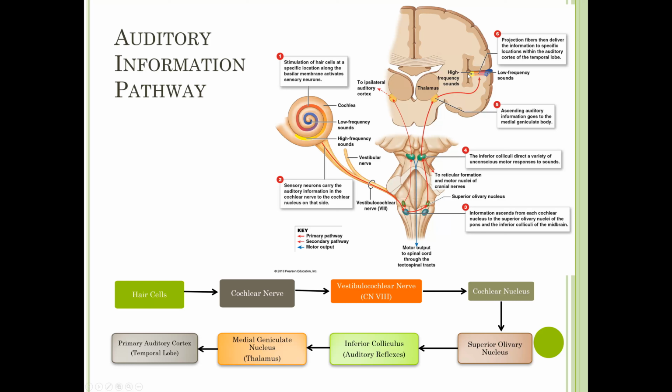And we do have a map in this cortical region as well. So the different areas of the basilar membrane and the cochlea are mapped out to different areas within the primary auditory cortex.